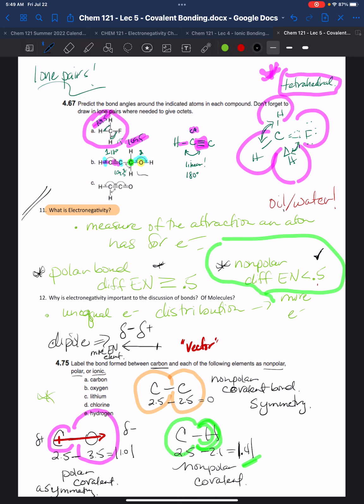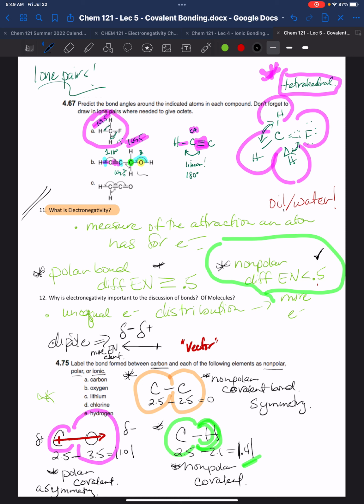Just noticing that anytime you have two atoms of the same type, it's not going to be polar. And all carbon-hydrogen bonds are nonpolar because we're going to have so many of those. I think I misspoke. I want to make sure: carbon-carbon bonds are nonpolar, carbon-hydrogen bonds are nonpolar, and carbon-oxygen bonds are polar.